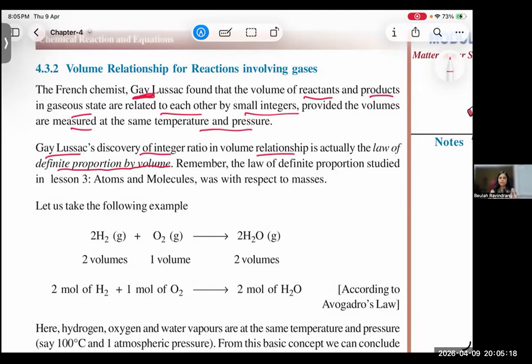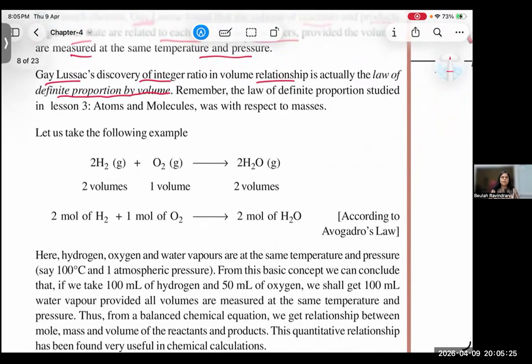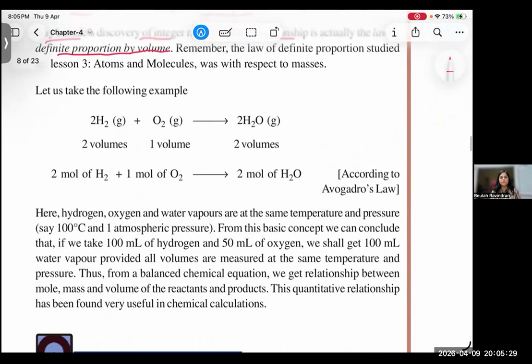Law of definite proportion is given in atoms and molecules also. You can go through it. I will post that video also. Then, for example, you are taking 2H2. You can consider volume instead of mole also. 2 volumes and 1 volume like this, that is equal to 2 volumes of water molecule.